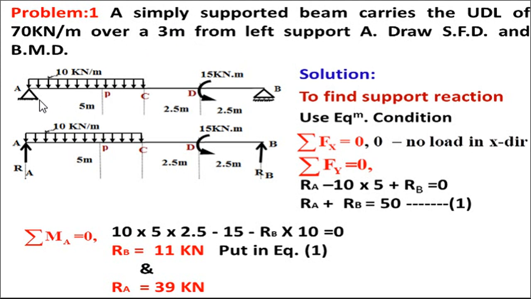In the loading diagram I have shown a hinge support, a roller support, one anti-clockwise moment of 15 kN meter, and there is a UDL of 10 kN per meter over the span of 5 meter. Okay, loading is 10 kN per meter over the span of 5 meter, anti-clockwise moment of 15 acting over here, UDL over 5 meter, and this moment is at the center, 2.5 and 2.5.